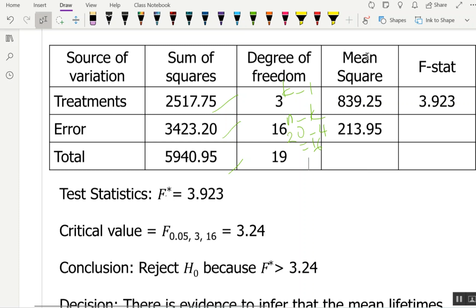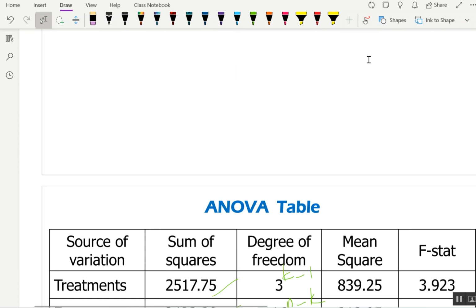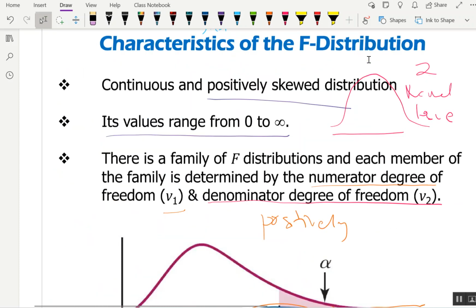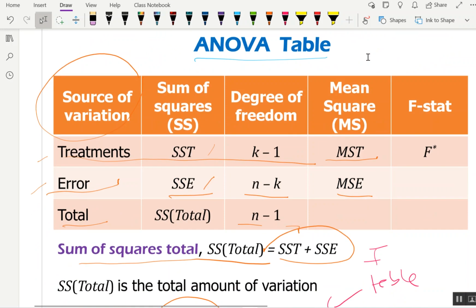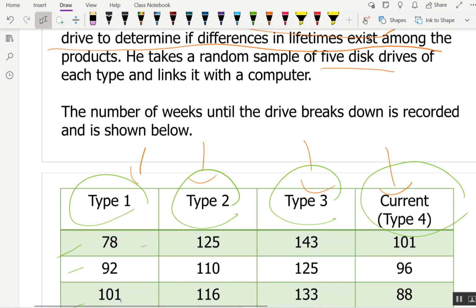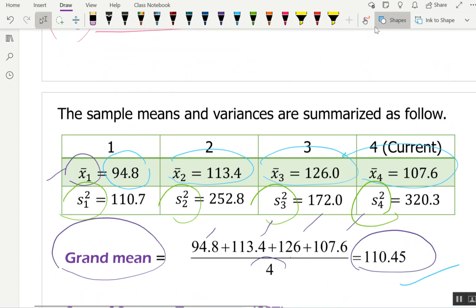Alright, so how do they get this F statistic? Sorry, here we go back to this slide. How do they get this F statistic? We take MST divided by MSE. How do you get these in advance? You need to divide by your degree of freedom first, and then only you can plug into this formula for your MSE.